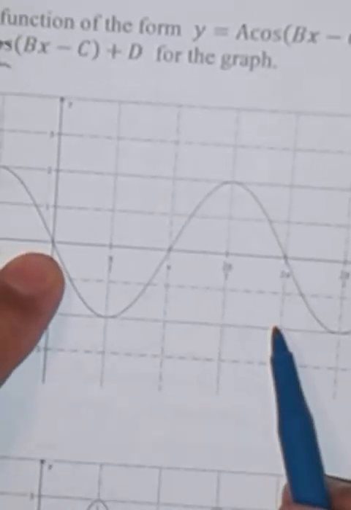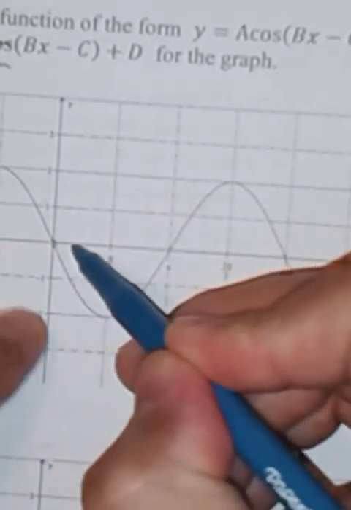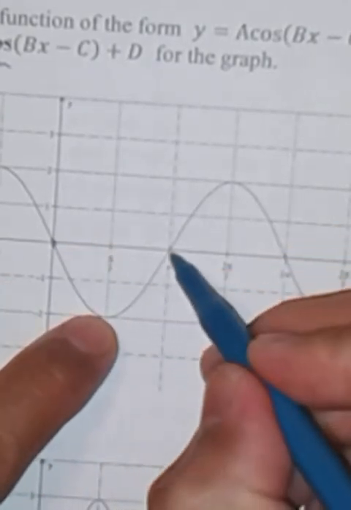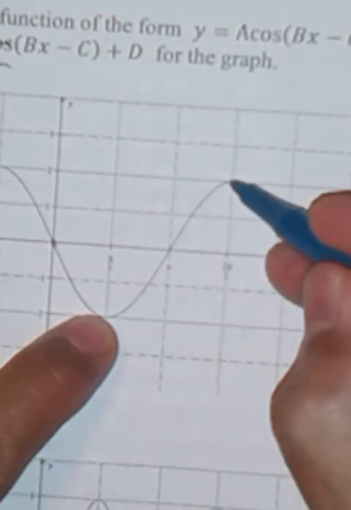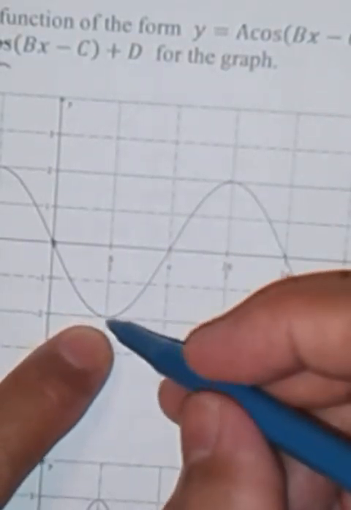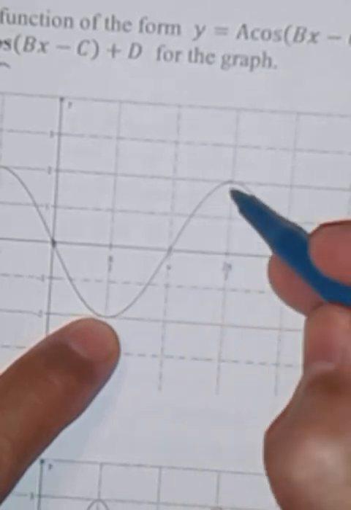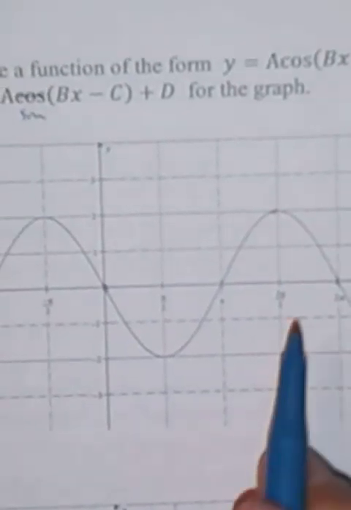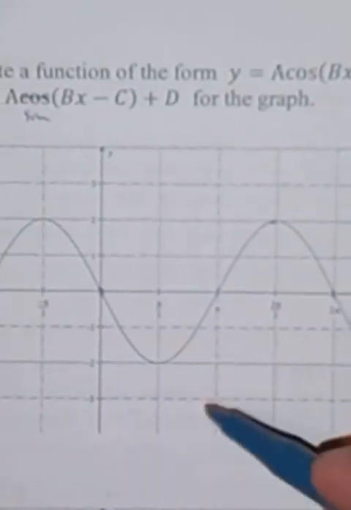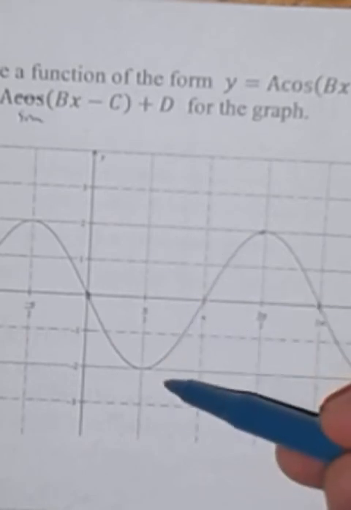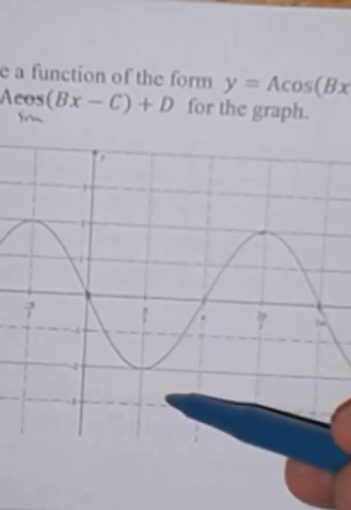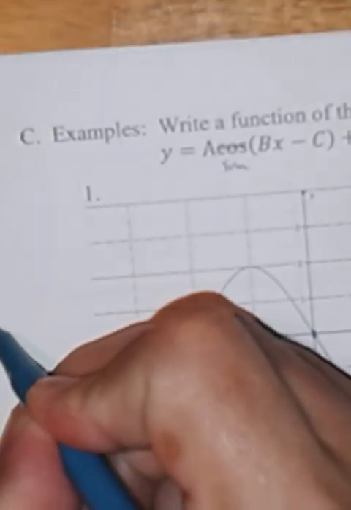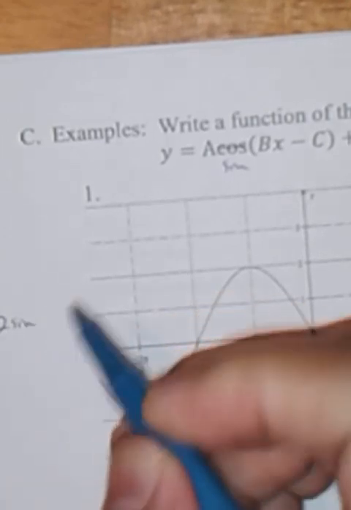All right, so I'm looking at a graph, and it starts at 0, 0. And then it has a valley at pi over 2, negative 2, then at pi, 0, then 3 pi over 2, 2, then at 2 pi, 0. All right, so the period's 2 pi, so b is 1. And it's like the sine wave, but it's upside down, so a will be negative 2. And I think that's it. So we can write y equals negative 2 sine of x.